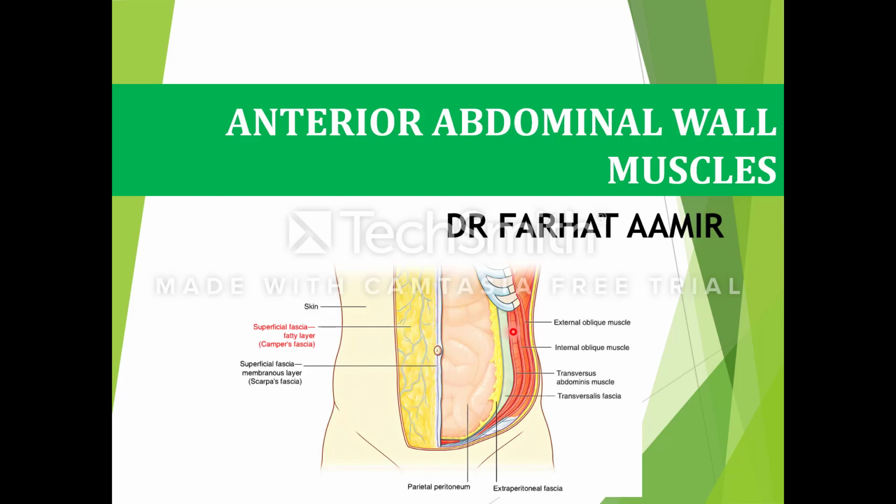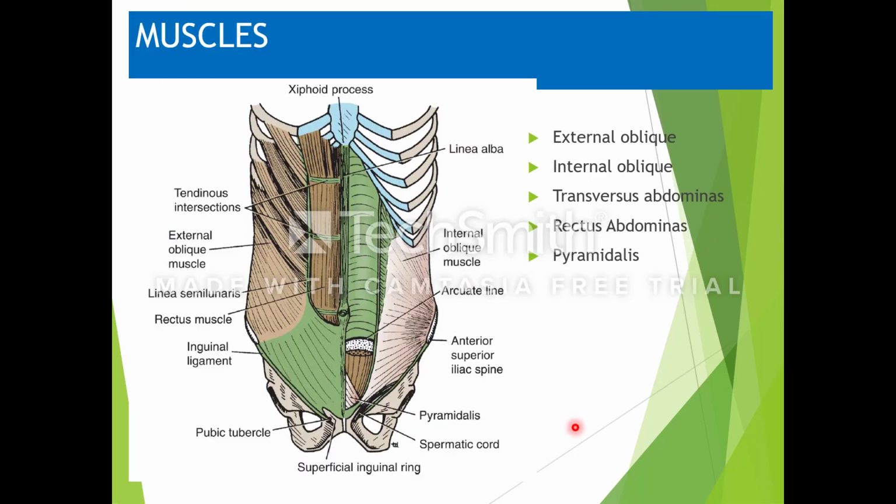Deep to the superficial fascia, we have 5 muscles which are the anterolateral abdominal wall muscles. Out of these 5 muscles, 3 are oblique and flat. They are the external oblique muscle, internal oblique muscle, and the transversus abdominis muscle. Side by side we have 2 vertical muscles. One is the rectus abdominis muscle and one is the pyramidalis muscle.